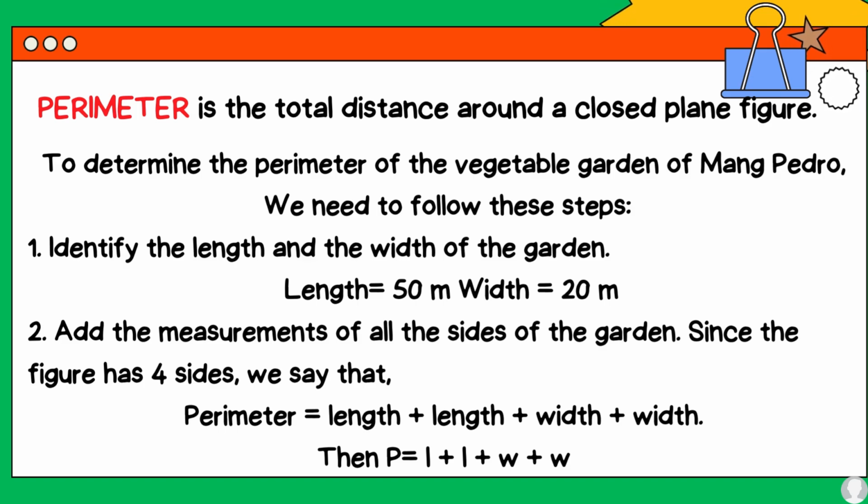Add the measurements of all sides of the garden. Since the figure has four sides, we say that perimeter is equal to length plus width. So that is P equals L plus L plus W plus W.